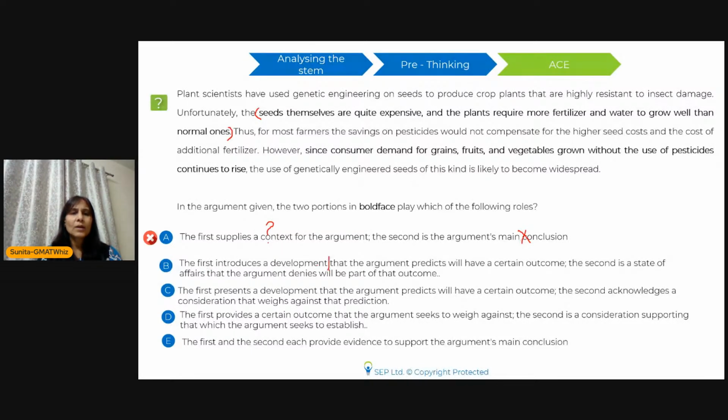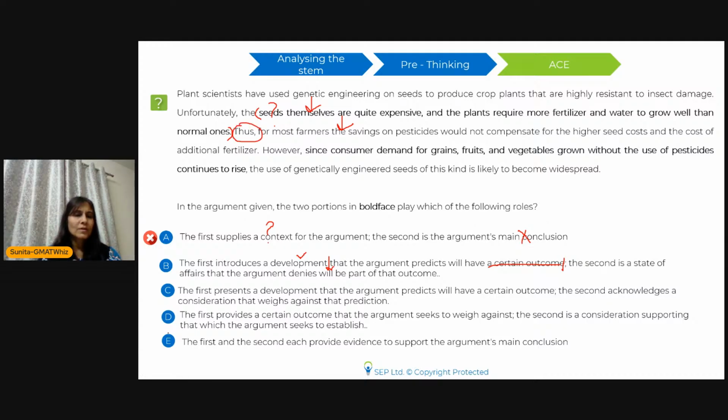The first introduces a development. Now let's stop here. Can I call the first boldface a development? Well, it is a development that has taken place because of genetic engineering. Something has developed. The seeds have developed into expensive seeds, seeds that will need more fertilizer and more water. So I can call it a development, tick. That the argument predicts will have a certain outcome. Which outcome? This is going to lead to this outcome, right? The "thus" is there. So this part is also correct.